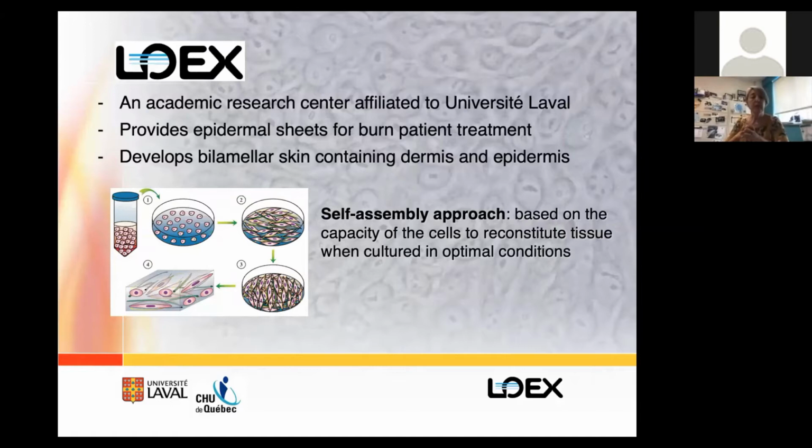So what is the LOEX? It's an academic research center that is affiliated to Université Laval at Quebec City. And for more than 30 years now, we provide epidermal sheets, that's only the first part of the skin, for treating burn patients. In parallel, we have developed bilamellar skins that contain dermis and epidermis. To reconstitute this one, we use a self-assembly approach that has been developed in our lab, based on the capacity of the cells to reconstitute tissue when they are cultured in the optimal conditions.